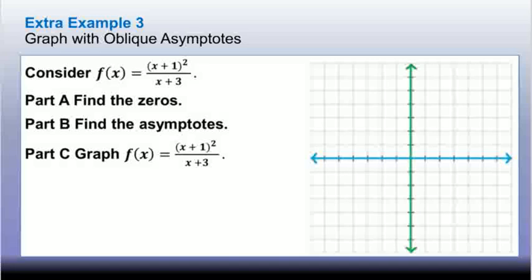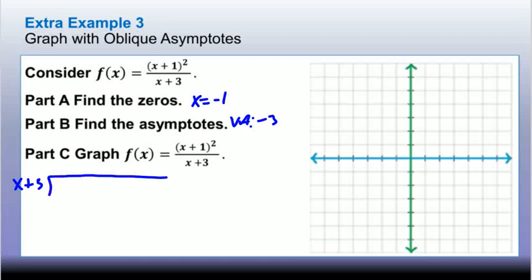Next, let's graph this one with an oblique asymptote. So first part, find the zeros. Look at the numerator. I have a zero at x equaling -1. For the asymptotes, I'm going to have a vertical asymptote at -3. And then to find the oblique one, I'm now going to have x plus 3, and I've got to divide that by x squared plus 2x plus 1.